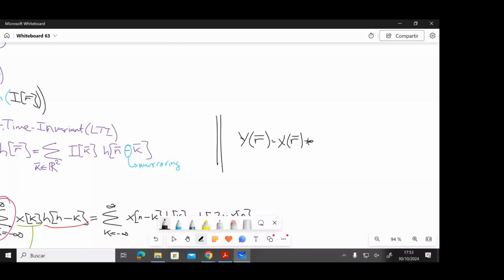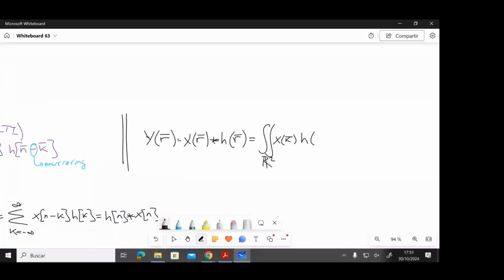And this is the double integral over space of x, I will call it k, as in the discrete convolution. I of k times h of r minus k, differential of k. So everything now is a vector.